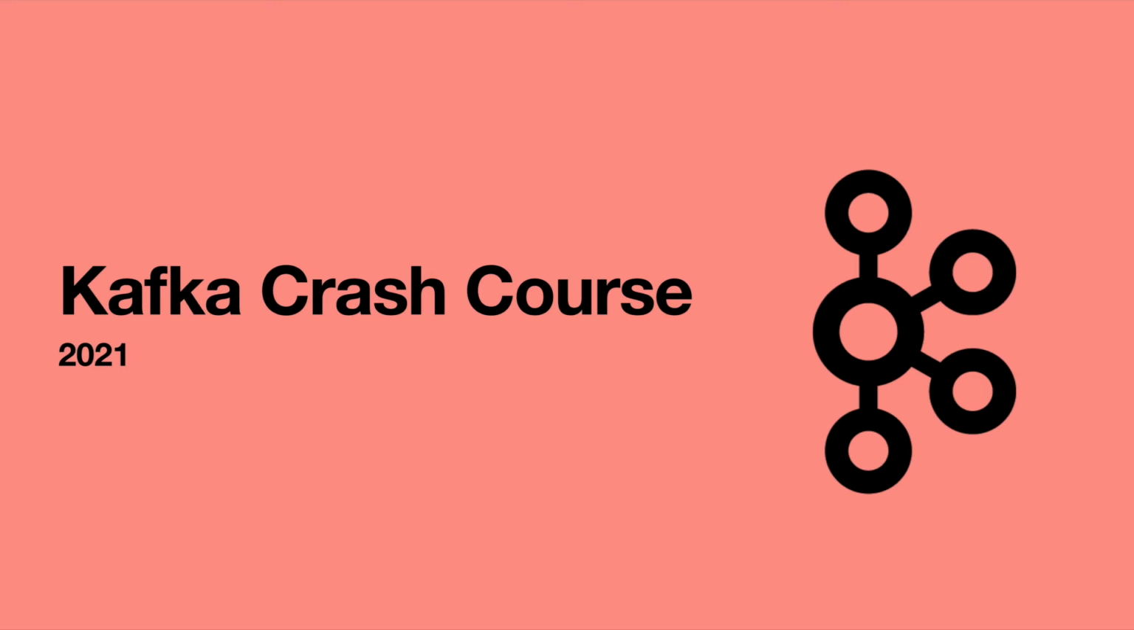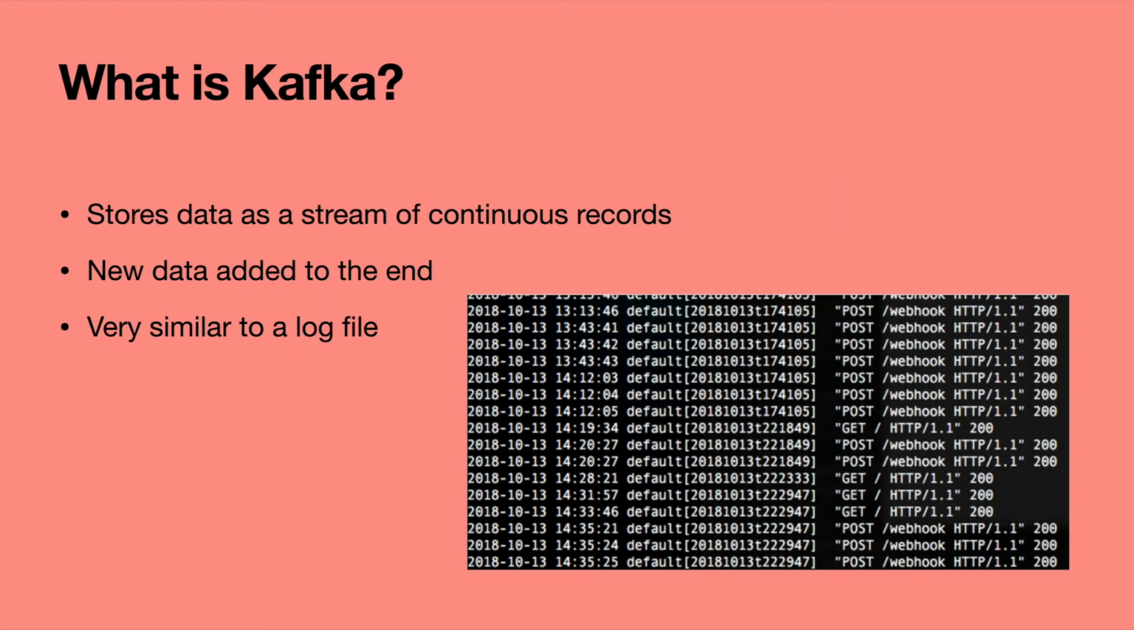Today we're going to take a complete look at Kafka. At first we're going to go through some of the basics, and then I'm going to dive deeper into some of the more advanced topics. So the first question is, what is Kafka? Kafka stores data as a stream of continuous records. So let's see what that means.